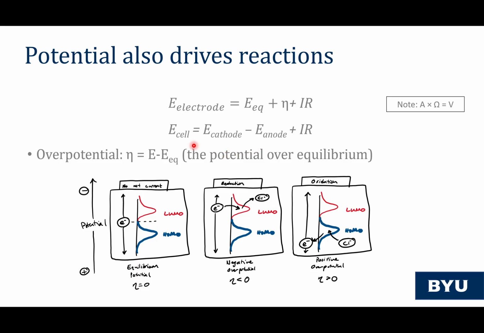And you can note here that you can describe the potential of your cell as the difference between your cathode and your anode, and the potential of your electrode in terms of your equilibrium plus an overpotential. Now, if you note, there's this IR term on both of these equations, and that refers to the potential drop that occurs because of the resistance in your solution. So your resistance in your solution multiplied by the current you're passing through that solution creates a voltage drop.